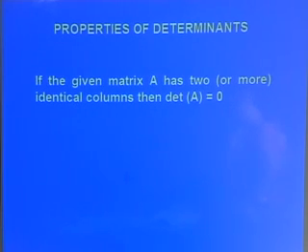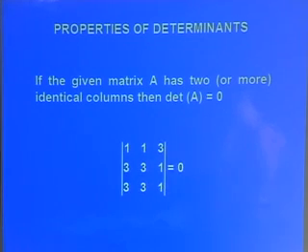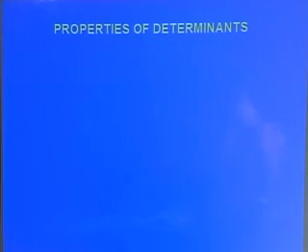The next property says that if the given matrix A has 2 or more identical columns, then determinant A is 0. So earlier we have proved it with rows, and this we have proved for columns. The proof will go exactly on the same lines as we have done earlier.